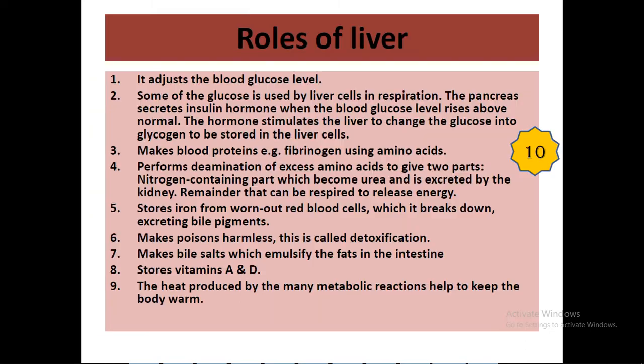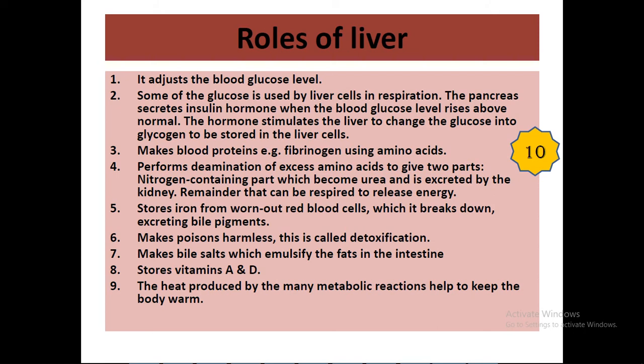Now, next, roles of the liver. First, it adjusts the blood glucose level. Second, some of the glucose is used by liver cells in respiration. The pancreas secretes the hormone insulin when the blood glucose level rises above normal, and the hormone stimulates the liver to change the glucose into glycogen to be stored in the liver cells.